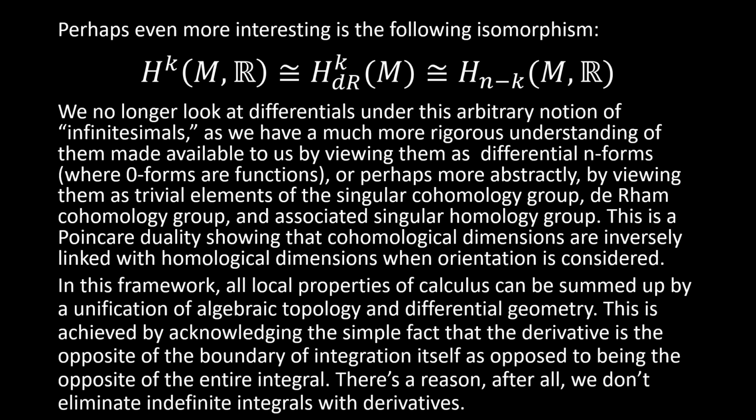In this framework, all local properties of calculus can be summed up by a unification of algebraic topology and differential geometry. This is achieved by acknowledging the simple fact that the derivative is the opposite of the boundary of integration itself, as opposed to being the opposite of the entire integral. There's a reason, after all, we don't immediately eliminate indefinite integrals with derivatives and get to cheat and make As in Calc 1.